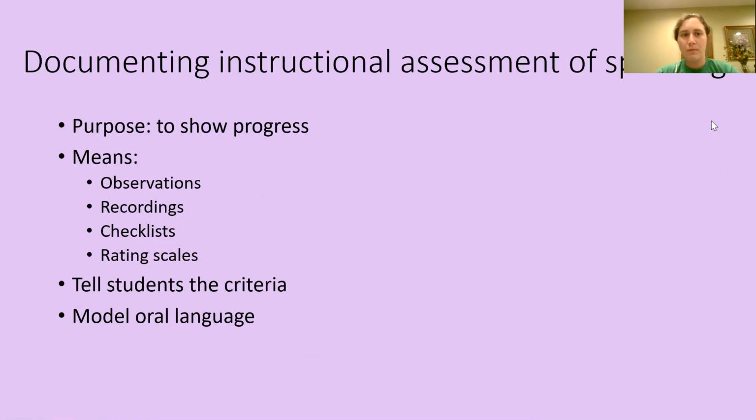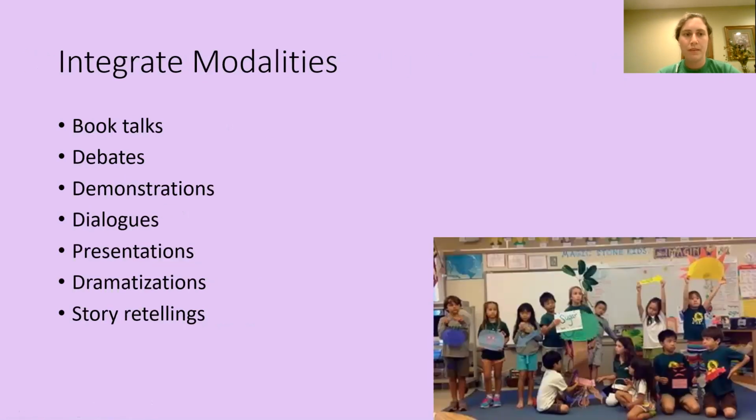Okay, so the purpose of assessing speaking is to show the students' progress. And this is similar to other types of assessment that we've looked at. You can do it through observations, recordings, like video or audio recordings. You can do it with checklists or rating scales. But again, we should tell the students the criteria beforehand so they know what we're looking for. And we should model oral language.